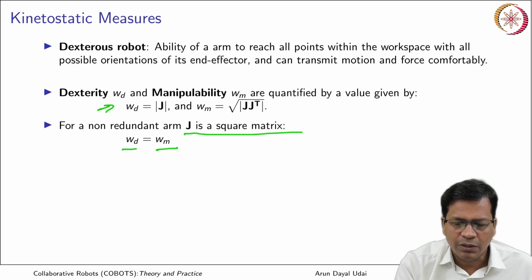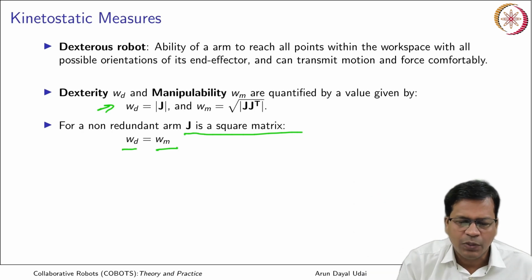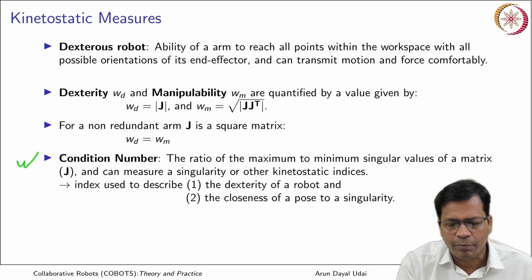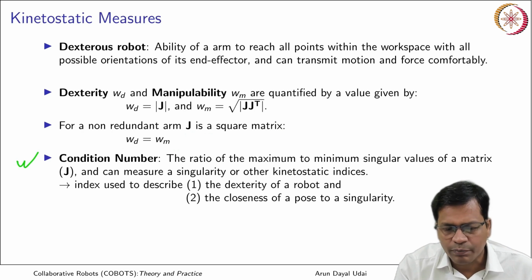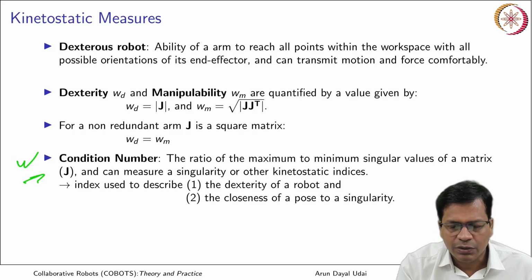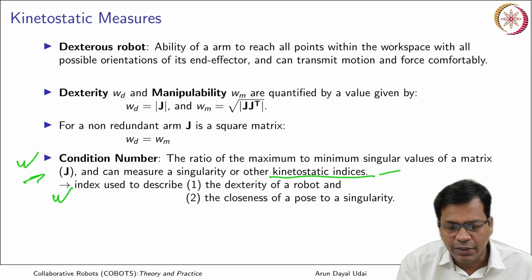It measures whether the Jacobian is going singular or not. If it is going singular, as in case of a fully stretched arm, so near to singular, it is no more dexterous. Okay. So the condition number is another similar measure. It is the ratio of maximum to minimum singular values of the matrix J and can measure singularity and other kinetostatic indices. So an index is used to describe the dexterity of the robot.